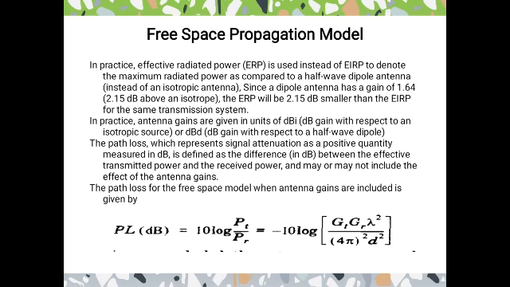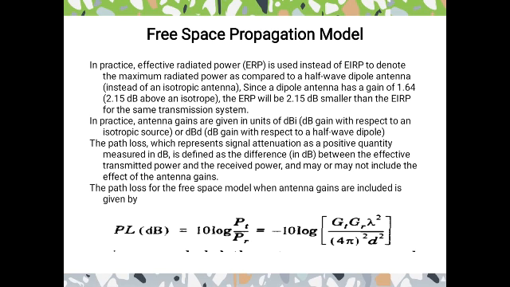In practice, the effective radiated power, ERP, is used instead of EIRP to denote the maximum radiated power as compared to a half wave dipole antenna. Instead of an isotropic antenna, a dipole antenna is used. That time we go for ERP. The ERP will be 2.15 dB smaller than the EIRP for the same transmission system. In practice, antenna gains are given in units of dBi, dB gain with respect to an isotropic source, or dBd with respect to a half-wave dipole antenna.